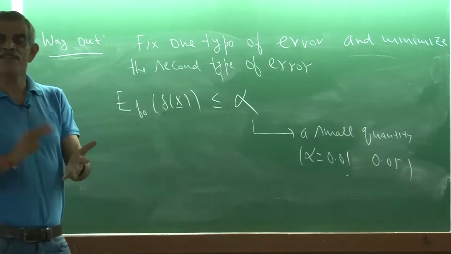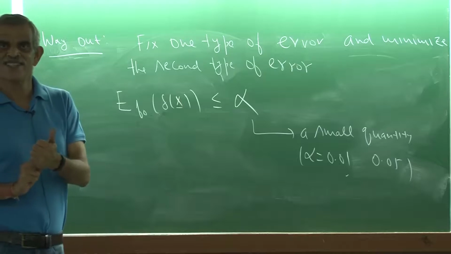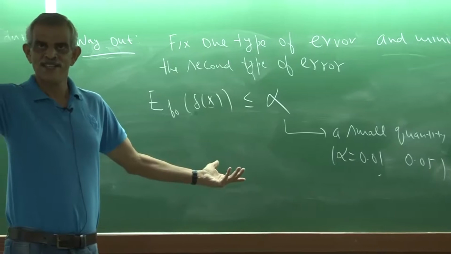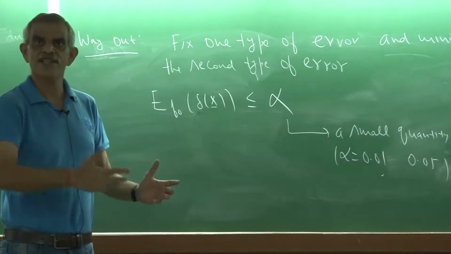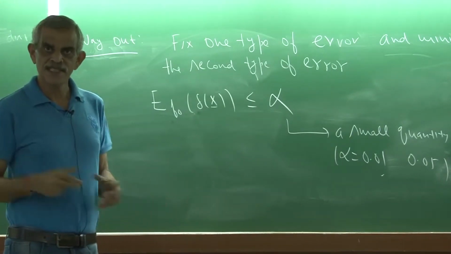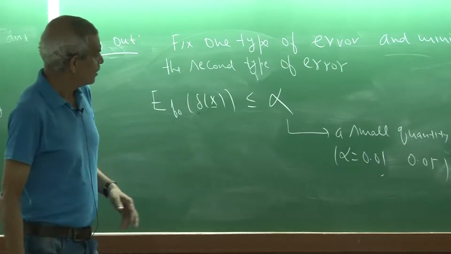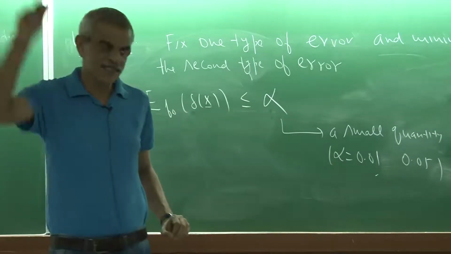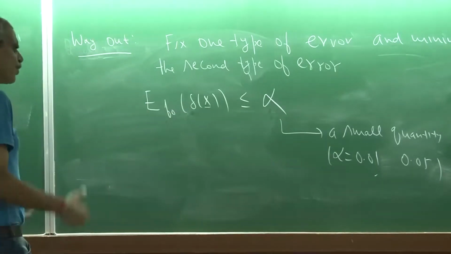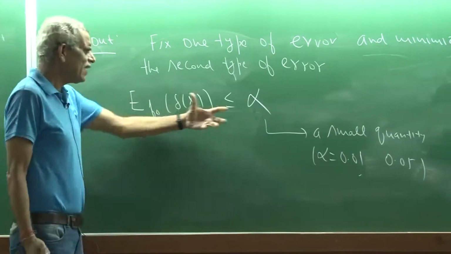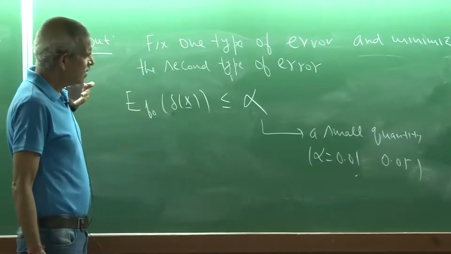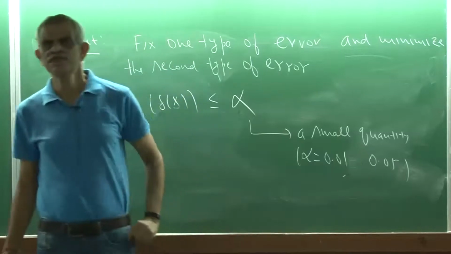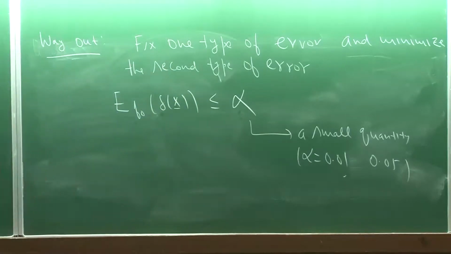But what would be E_F1 of 1 minus delta(x), which is the probability of type 2 error? That would become 1. So if you try to minimize one kind of error, the other increases. So this certainly cannot be made 0. If you want to make it 0, the probability of the other kind of error would just explode. So as a trade-off, you say that, okay, I can bear up to level alpha on the probability of type 1 error.